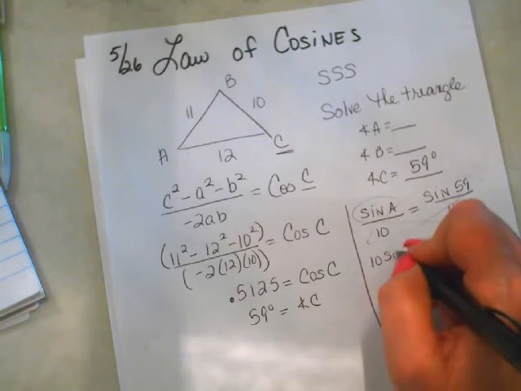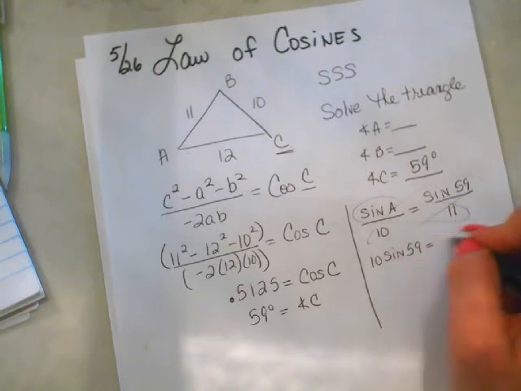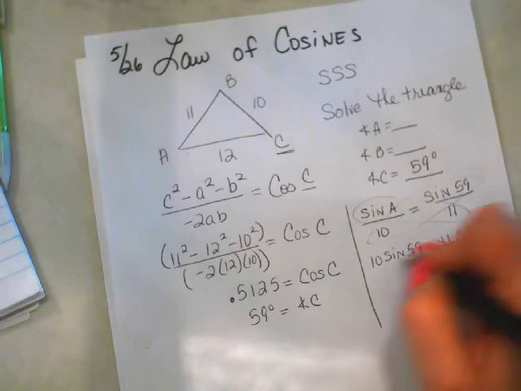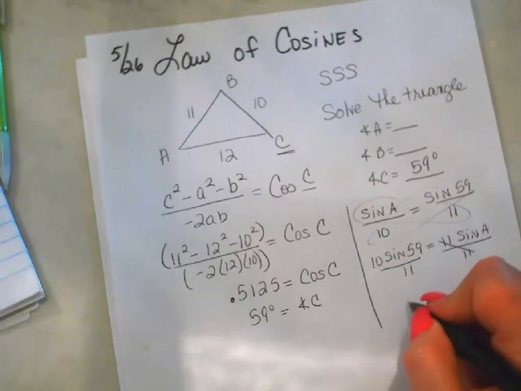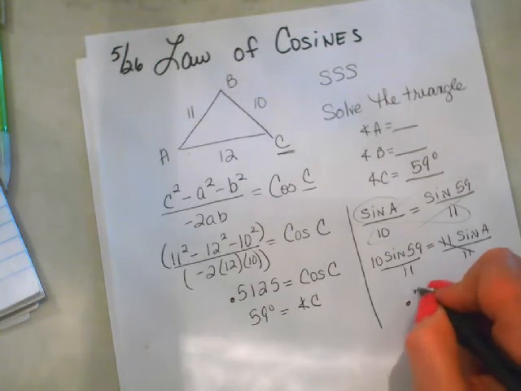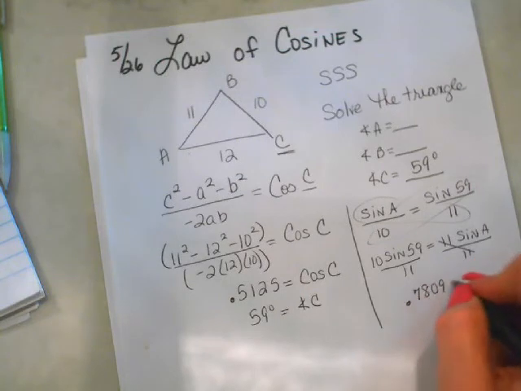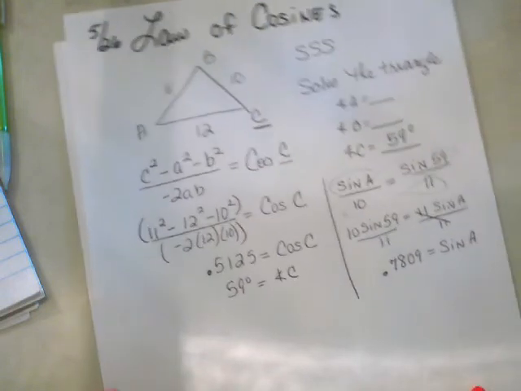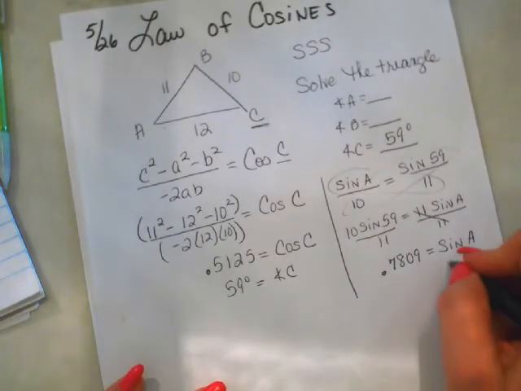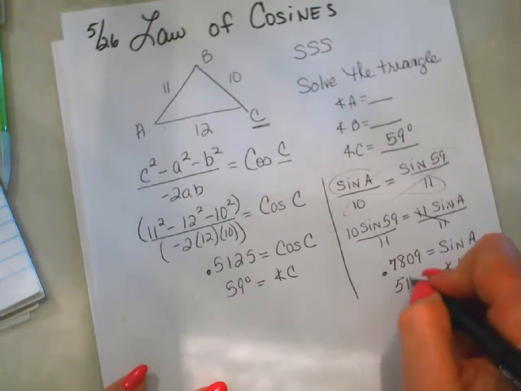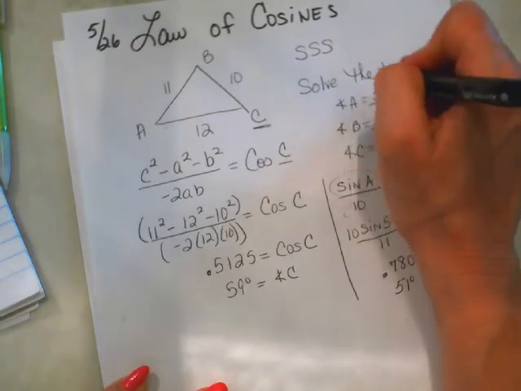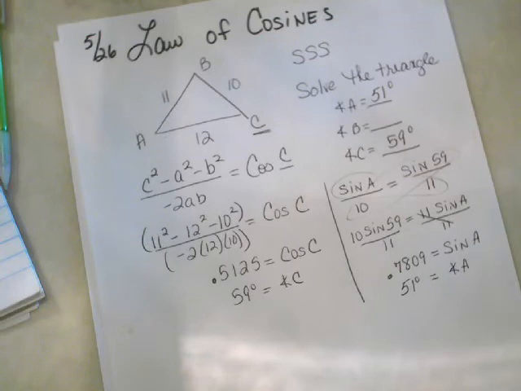We'll do cross products like you've been doing. This is all easy for you at this point. 10 sine of 59 is equal to 11 times the sine of A. Divide both sides by 11, and we're going to get a decimal of 0.7809, which is equal to sine A. Again, we're going to use the inverse function, and angle A is equal to 51 degrees. So put that in there, 51 degrees.